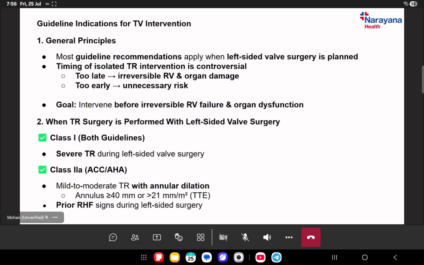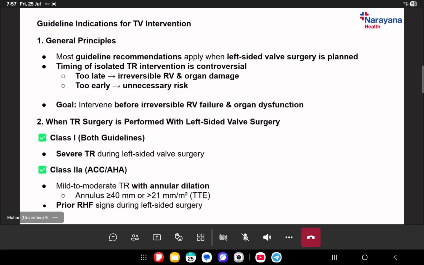Guidelines for tricuspid valve interventions. General principles: most guideline recommendations apply only when left-sided heart surgery is planned. So the timing of isolated TR surgery is controversial. Too late means irreversible RV and organ damage. Too early means taking unnecessary risk. So the goal is to intervene before irreversible RV failure and organ dysfunction start.